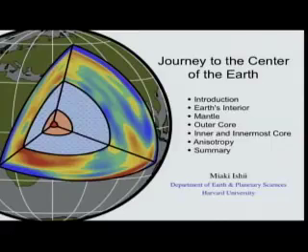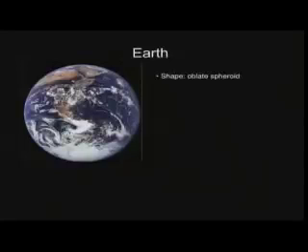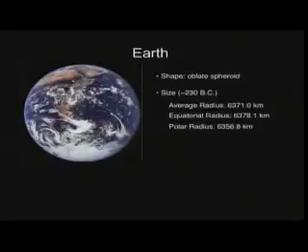So what I'm going to start out with is what we know about the Earth. So here's Earth. It is roughly a sphere with a slightly oblate shape, meaning that it's slightly squished at the top. So if you look at the size of it, we have an average radius of nearly 6,400 kilometers. But the radius is slightly different at the equator and at the poles. So at the poles, it's slightly shorter compared to the equator.